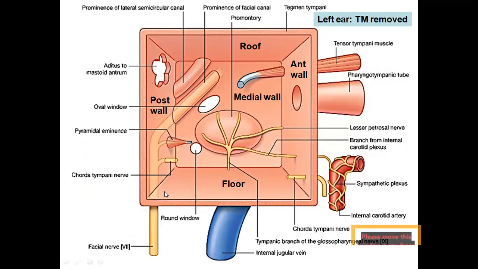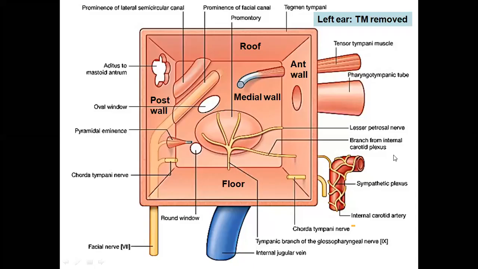So the posterior wall, I said, is basically related to the mastoid process. There is a passage there. This passage is aditus to mastoid antrum, isn't it? So in the posterior wall, we also have the facial canal where the facial nerve is passing. You are finding there is the pyramidal eminence. Okay, chorda tympani nerve also is related to the posterior wall.